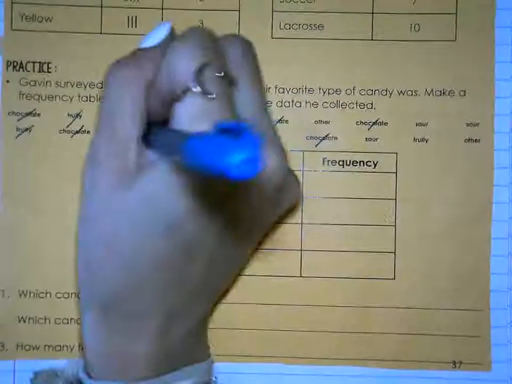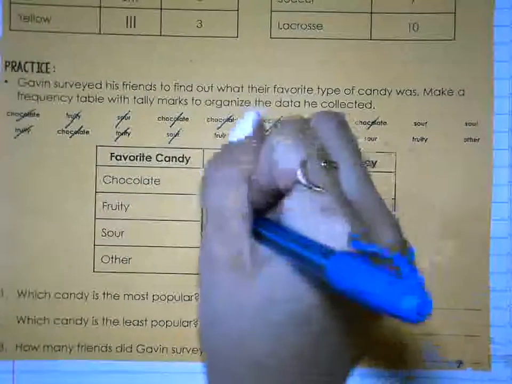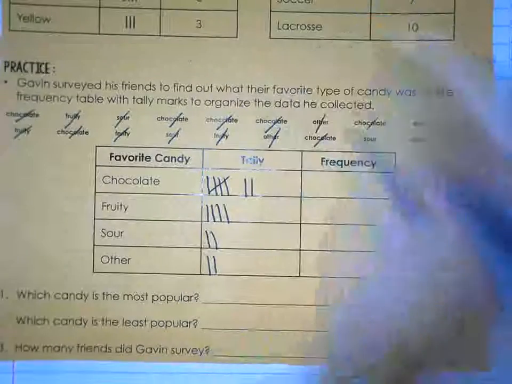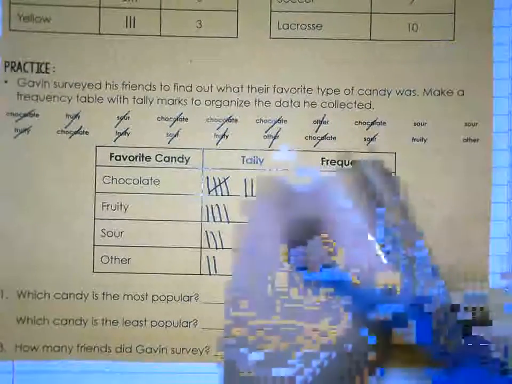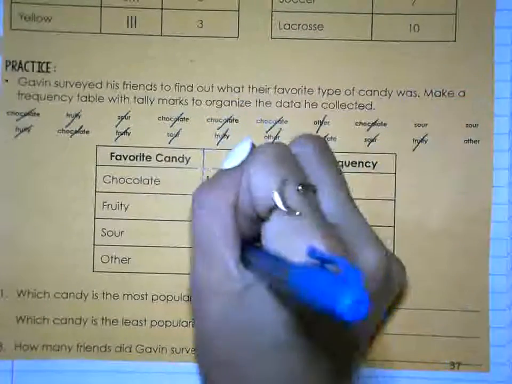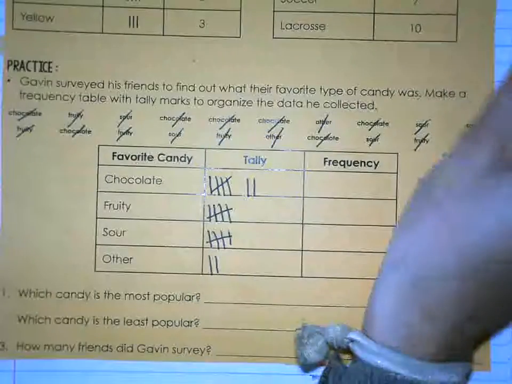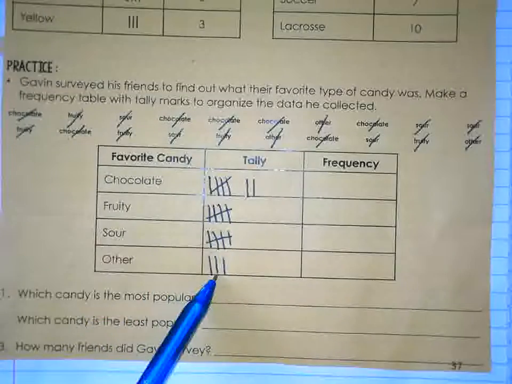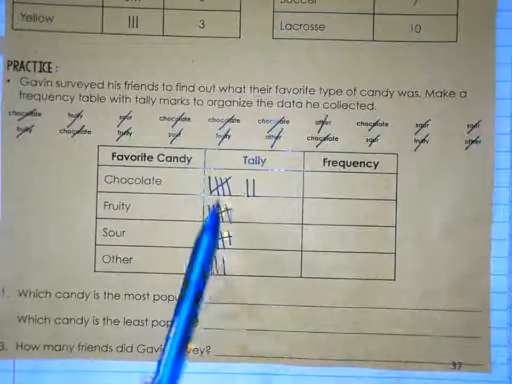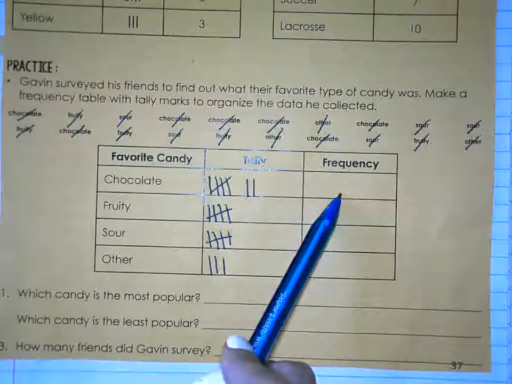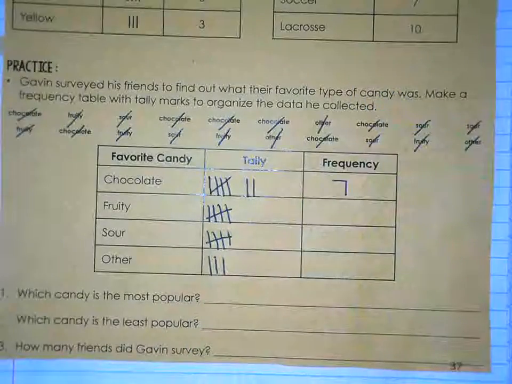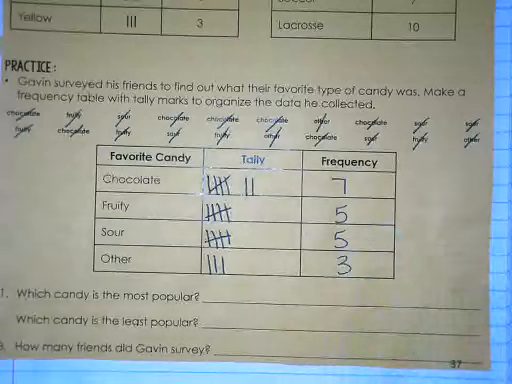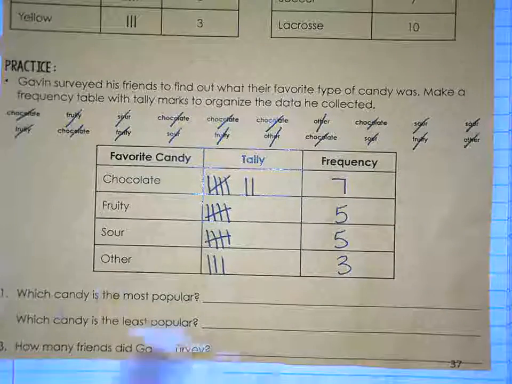So I'm going to do fruity, then I have a sour, then a fruity, then an other, a sour, a fruity, a sour, and an other. And then you have all of your tally marks done. Once you have all of your tally marks done, you count up the tally marks and you write the number under the word frequency. So there are 7 chocolate. There are 5 fruity. There are 5 sour. There are 3 other.